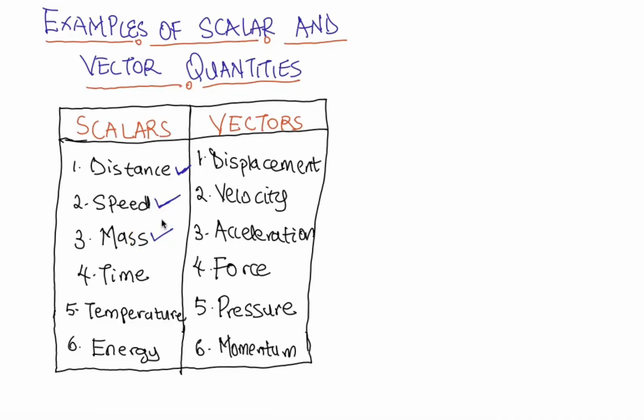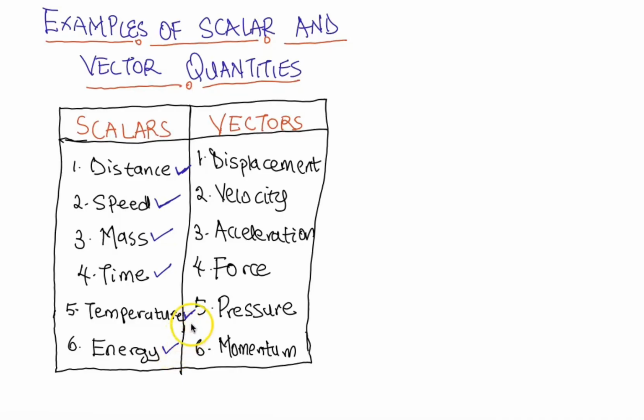Mass has magnitude. For example, we can say 10 kilograms, but it has no direction. The same thing with time. Time has magnitude, for example, 5 seconds, but we cannot say time is moving northeast, northwest, west, or south. Now, the same goes for temperature and also for energy.